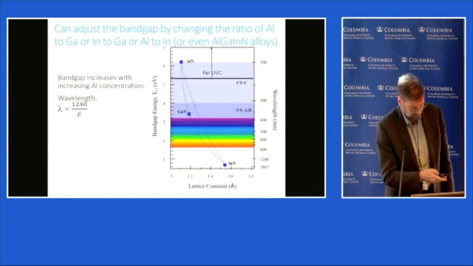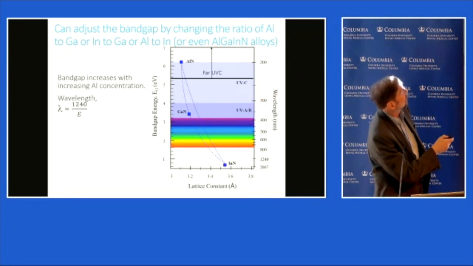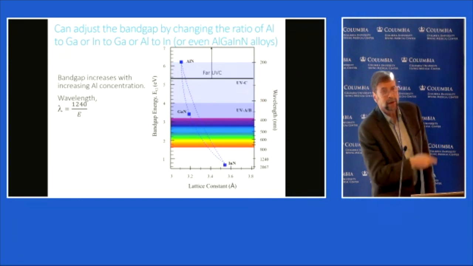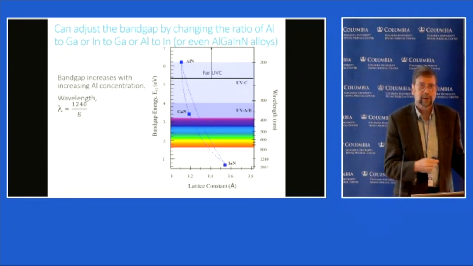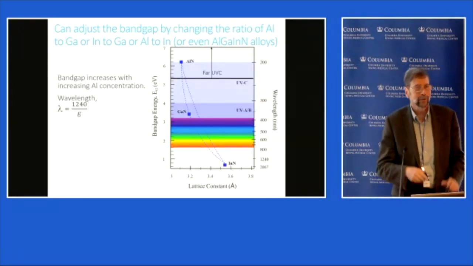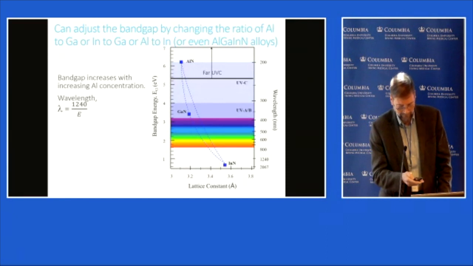I was just going to show this picture. Michael showed it as well, but it's possible to make any wavelength up to 210 nanometer just by varying the aluminum and gallium concentration. I say just by varying, but doping is the difficulty with that, or at least it was.